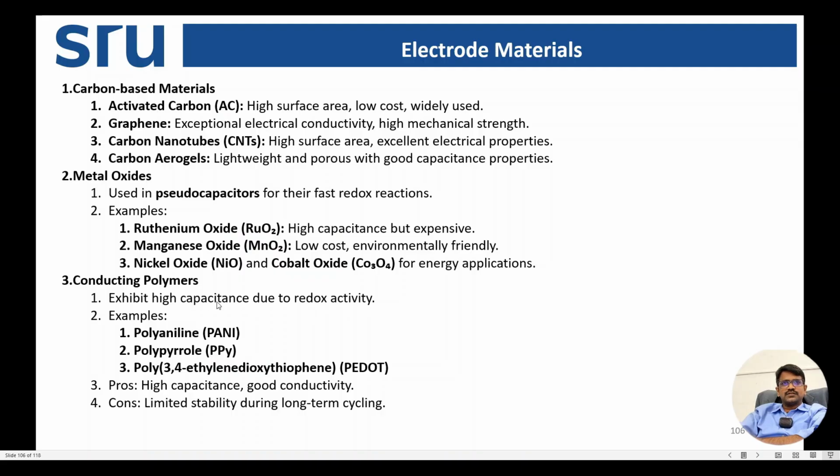Conducting polymers also exhibit high capacitance due to redox activity, so they can also be used as electrodes. Examples are polyaniline and polypyrrole. The advantages are high capacitance and good conductivity, but there are some limitations regarding stability. So these are the electrode materials.